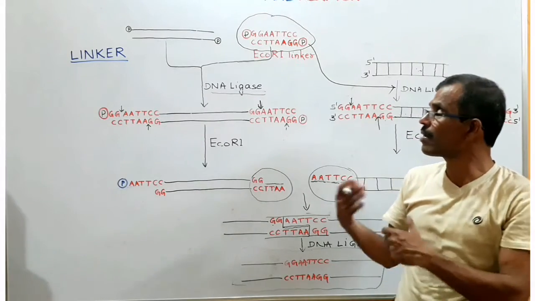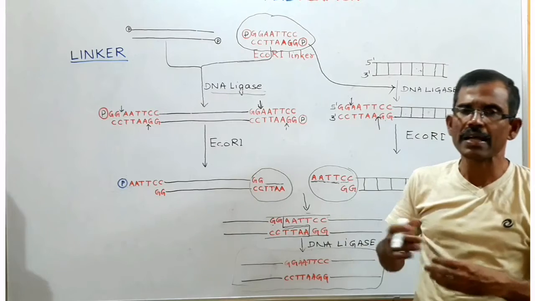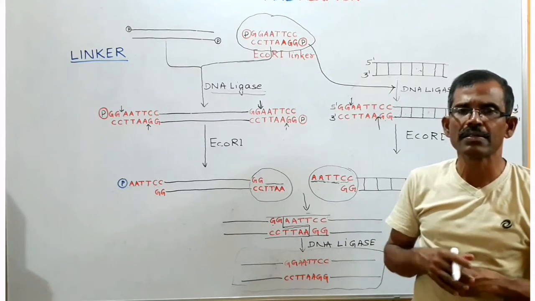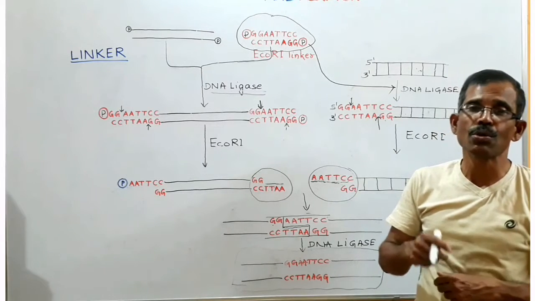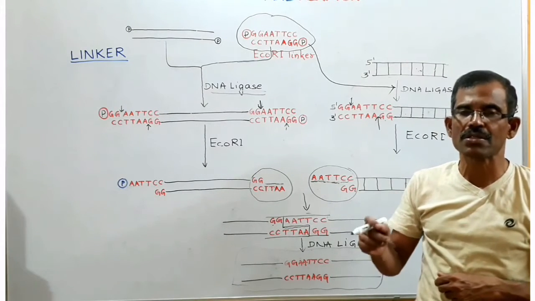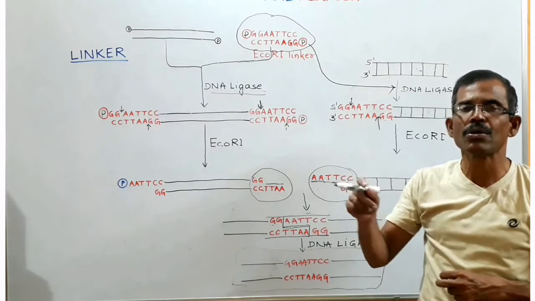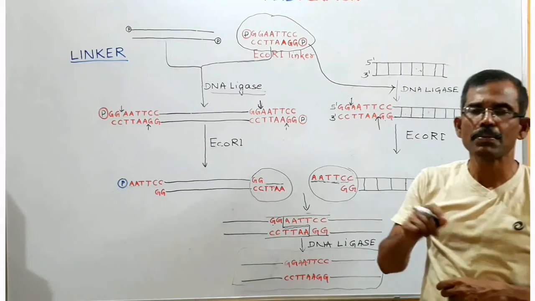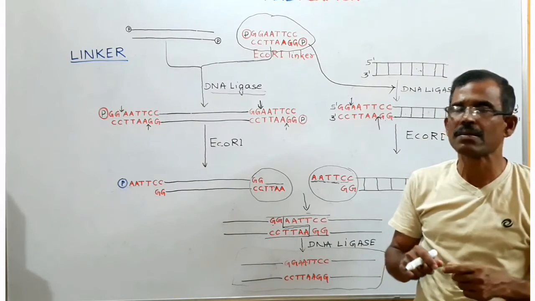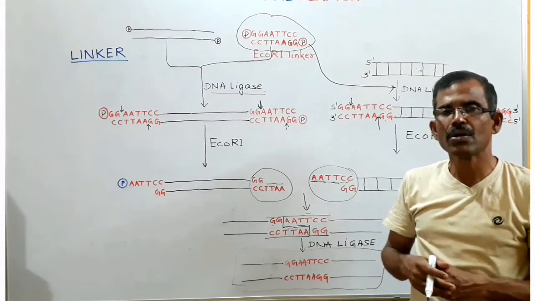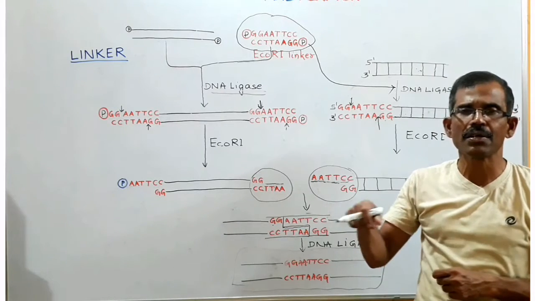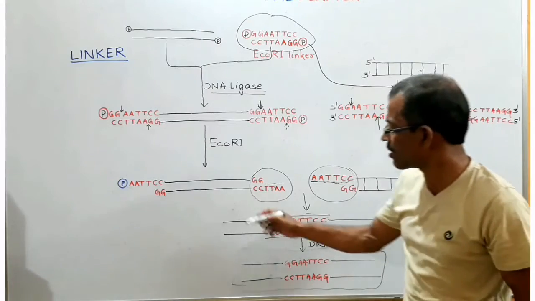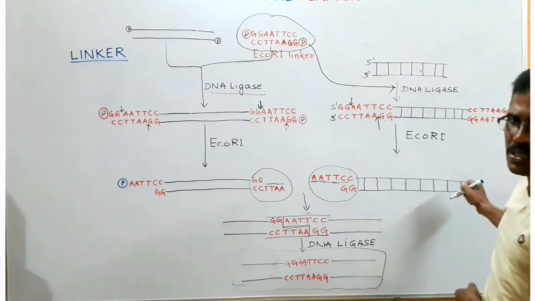But when we are using linker for the ligation of DNA fragment, we should be sure that the DNA fragments do not contain internal restriction site for the same endonuclease, because if we use such type of DNA fragments for ligation by using linker, then because the fragments contain internal recognition site, the restriction enzyme will also cut this DNA fragment into pieces.